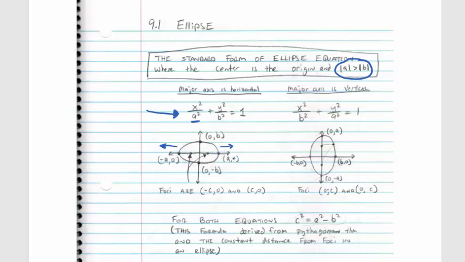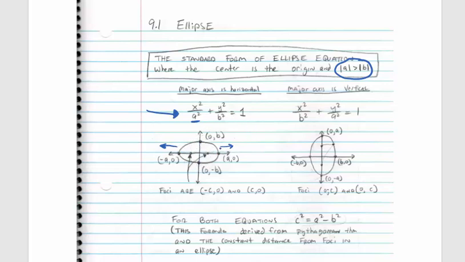Here are the coordinates of our vertex, positive a, 0 and negative a, 0. And then here are the endpoints of our minor axis. Notice when we say the endpoints of our major axis, we call those the vertex or vertices. The endpoints of our minor axis are just called the endpoints of the minor axis.